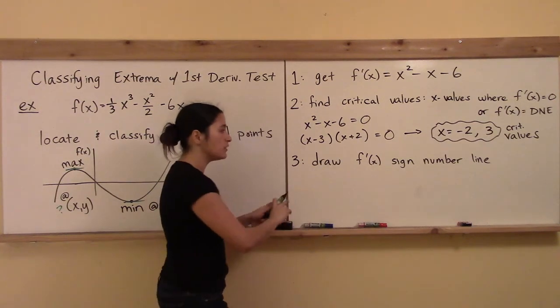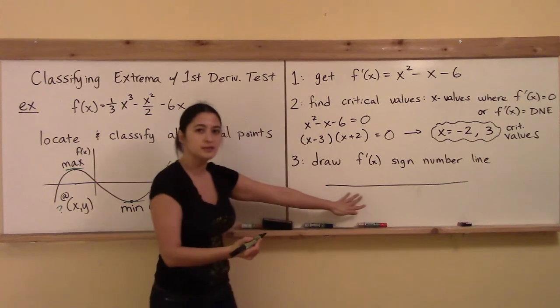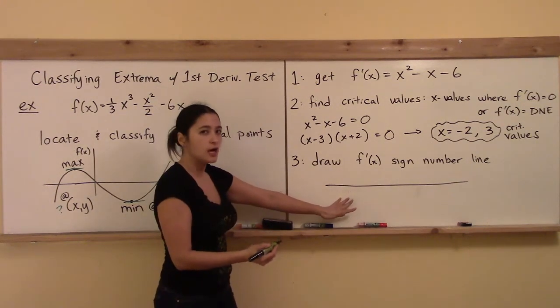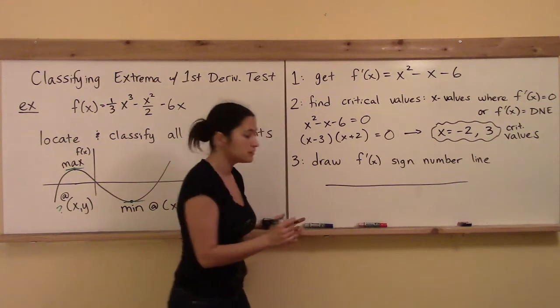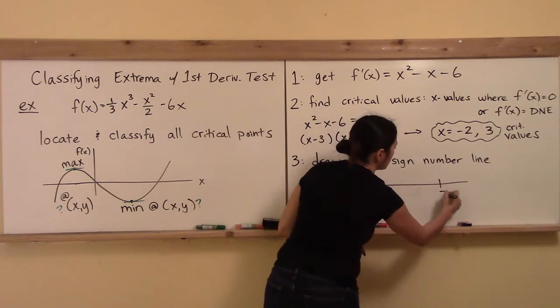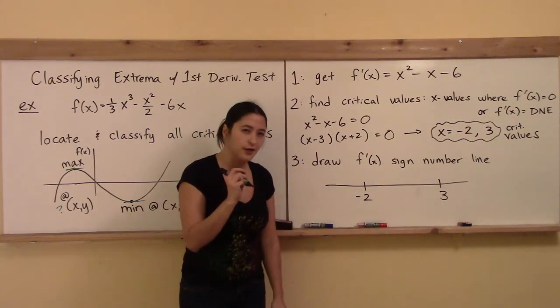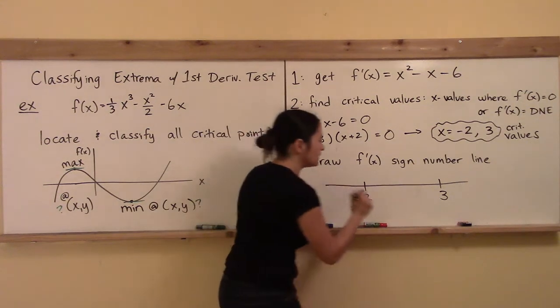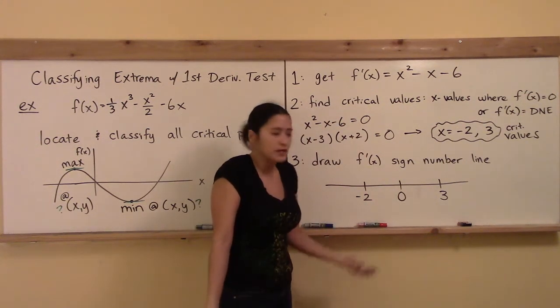Alright, so let's just move on to the f prime sign number line. Remember, this is just a one-dimensional number line that describes values of x. Here, we've got two special critical values. One is located at -2, another is located at 3. Now at this point, I would like you to try to resist the urge of doing this. I see this all the time. What's wrong with that? Why can't I tick off 0?